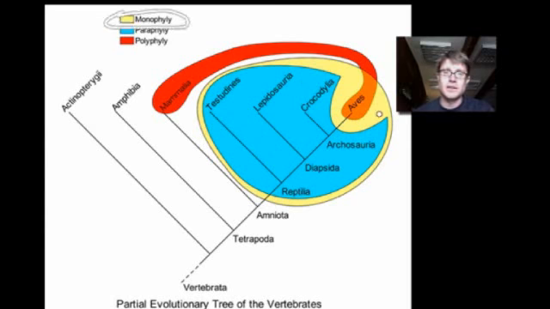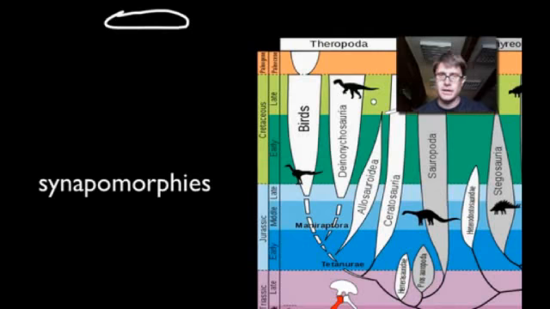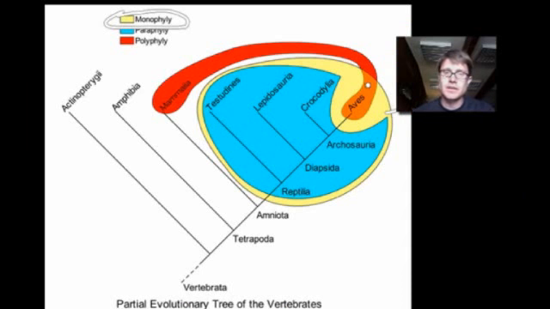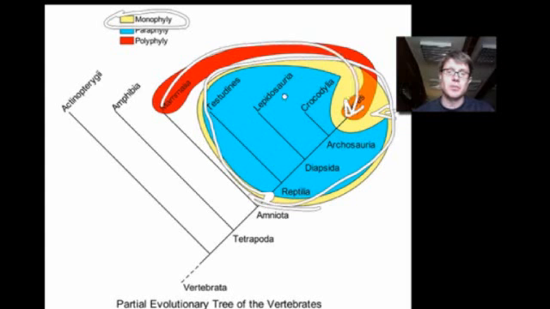Monophyletic would be this yellow group right here, because it contains this organism and all of the descendants that come from it. Polyphyletic means you have groups that come from different areas. So if we were to put mammals and birds together in one group, that would be polyphyletic. And paraphyletic is when you have some organisms but not others.